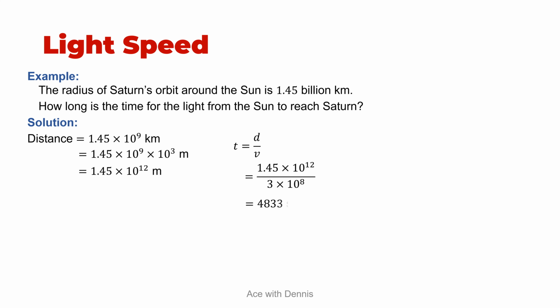When we calculate, we'll get 4,833 seconds, or convert to minutes, which is 80 minutes and 33 seconds, or we can convert to hours, we get 1 hour, 20 minutes and 33 seconds. Alright, so this time is quite long, which means that the light travel from the Sun to Saturn will take about 1 hour and 20 minutes.